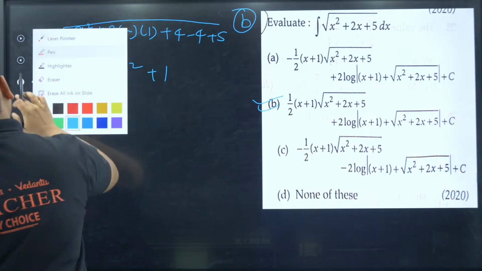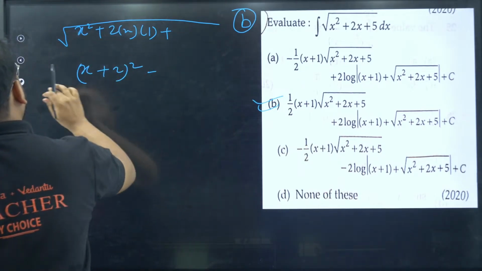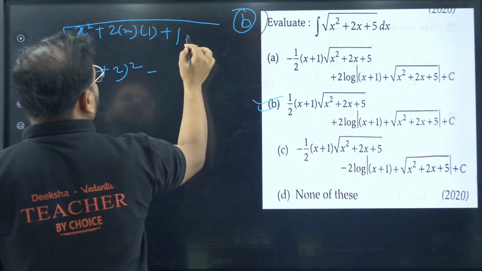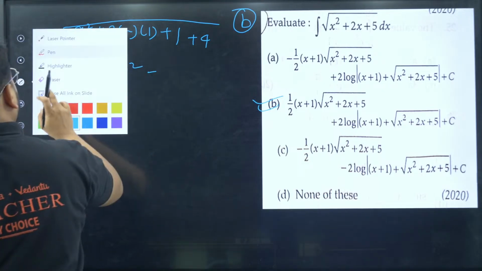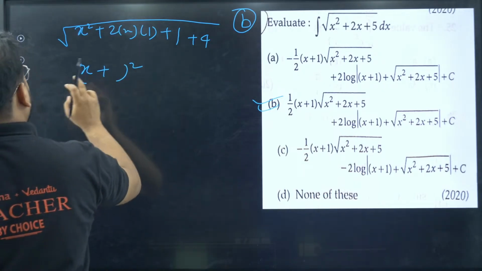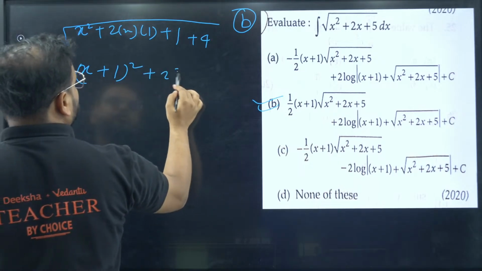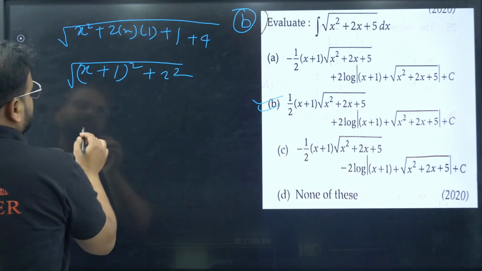Excuse me, it's actually wrong. What is the mistake over here? X square plus, I get here 1 only, no? Plus 1, then I get right here plus 4. So I get x plus 1 the whole square actually. And we have here plus 2 square, right? That's correct now.